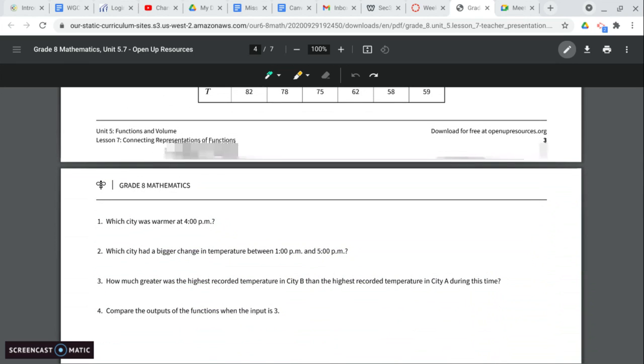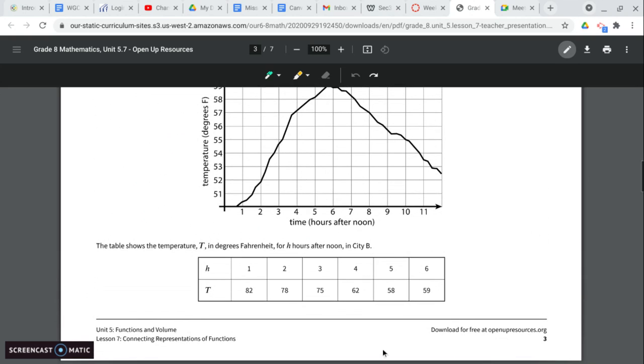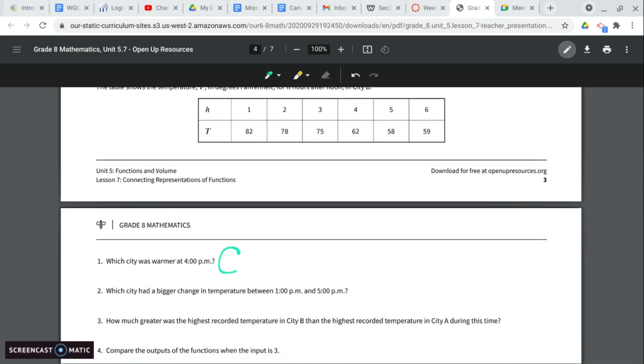Okay, so which city was warmer at 4 p.m.? So at 4 p.m., city B was 62, and at 4 p.m. here, it was only about 57. So city B was warmer.